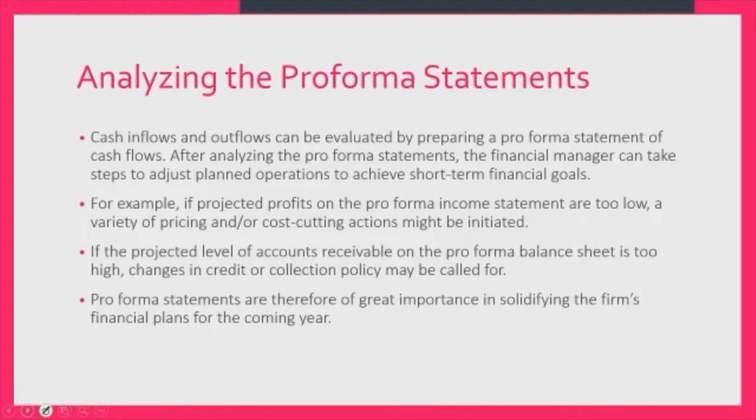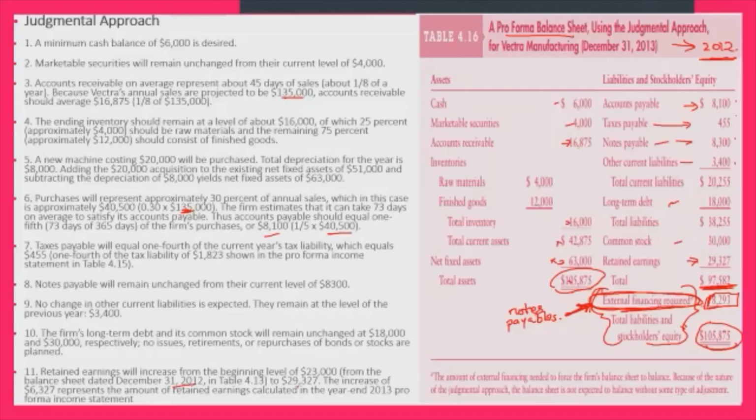After analyzing the pro forma statements, the financial manager can take steps to adjust planned operations to achieve short-term financial goals. For example, if projected profits on the pro forma statements are too low, a variety of pricing and, of course, cost cutting actions may be initiated. So what they're saying here is that in order to avoid this, they can go back to the income statement so they could increase their earnings. Instead of 6 something, they should be able to find a profit of 8,000, maybe reducing expenses. So that helps them in planning.